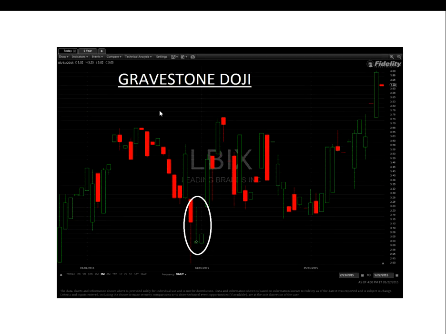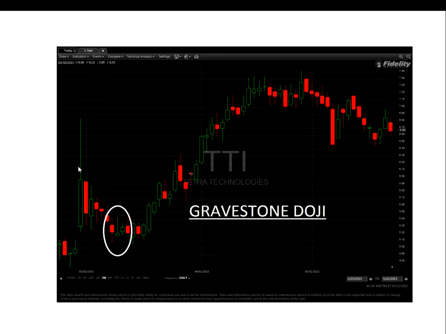The Gravestone Doji. Similar to the hammer, but the body sits all the way at the very bottom, and it's very thin with a super long tail. So we have a downtrend into the Gravestone Doji, and we immediately get a nice spike here.